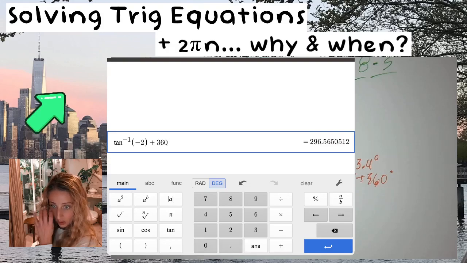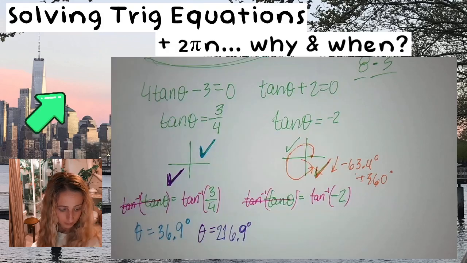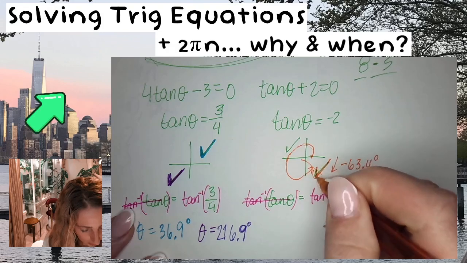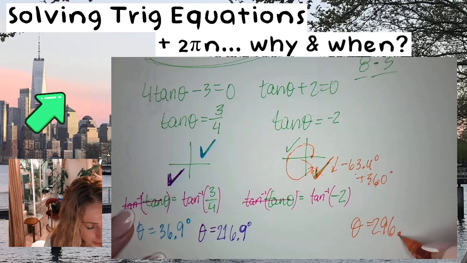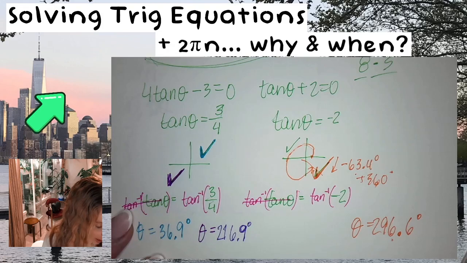I guess right here. Okay, so 296.6 degrees. So right here, there's that answer. Theta equals 296.6 degrees. So that's in quadrant 4. And then the other answer I need will be in quadrant 2.